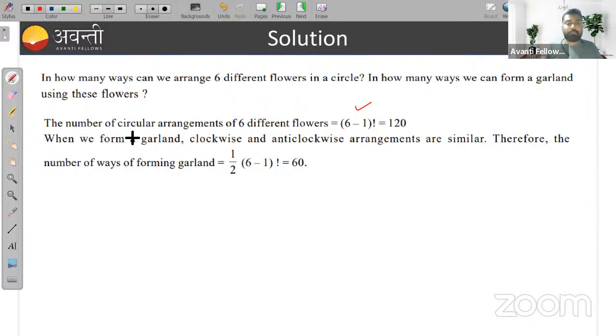And when we form a garland by using these 6 different flowers, then the clockwise and anti-clockwise arrangements are similar. Therefore, the number of ways of forming a garland is actually half, meaning (n minus 1) factorial by 2. That is (6 minus 1) factorial by 2, that is 60. Is that clear?